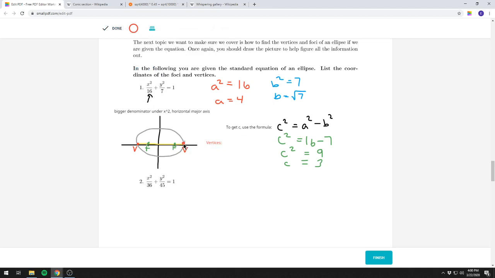Right, the one on the right over here would be 4, 0. And the one on the left would be negative 4, 0. If you want the foci, that's 3 away.